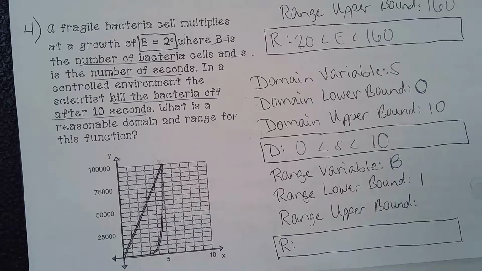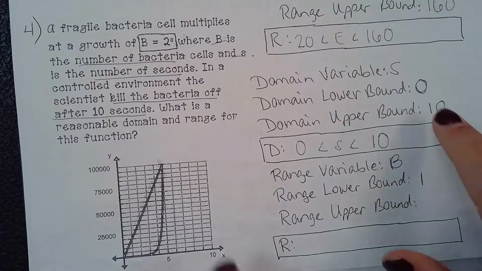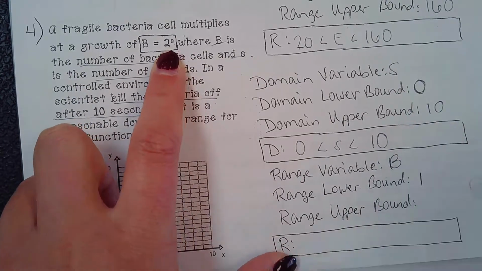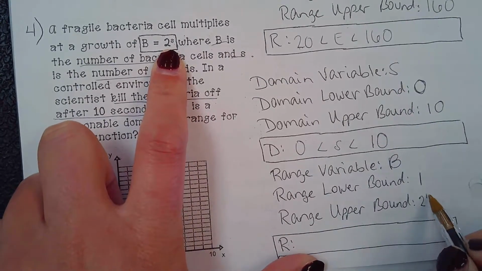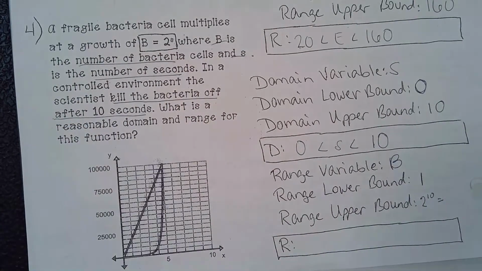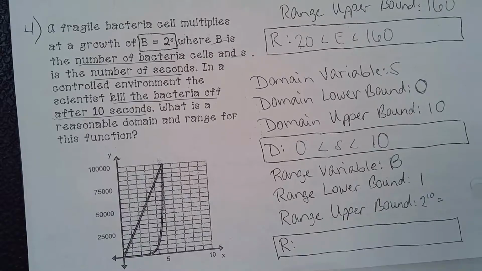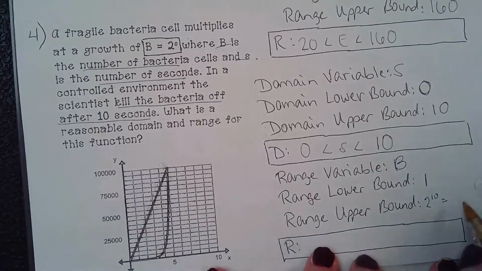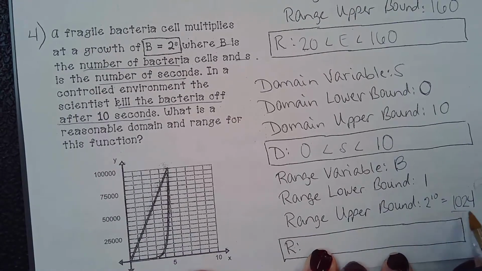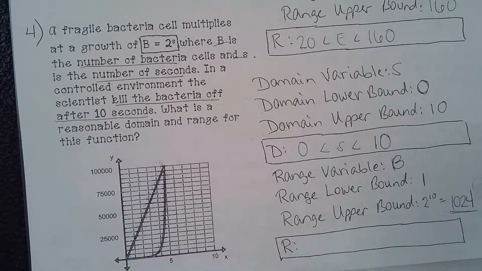So then what about your range upper bound? How are we going to find that? Instead of plugging in 0, what are we going to plug in? 10. So 2 to the 10th. Type that in your calculator. Tell me what you get. 1,024. That's a lot of bacteria. No wonder they cut it off after 10 seconds.